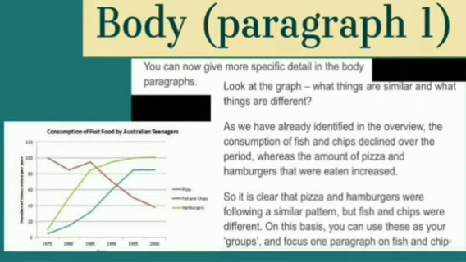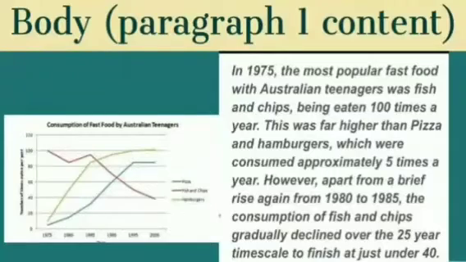As we have already identified in the overview, the consumption of fish and chips declined over the period, whereas the amount of pizza and hamburgers that were eaten increased. So it is clear that the pizza eaters have gone on an increase. Okay, children, always use a scale when you go for the analysis, so that you can have the markings in the y-axis clear.